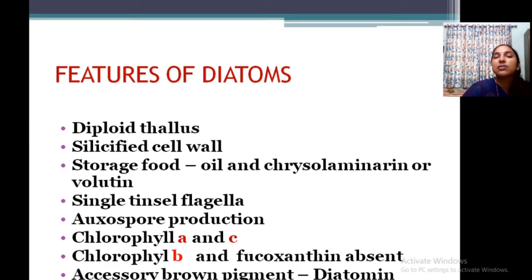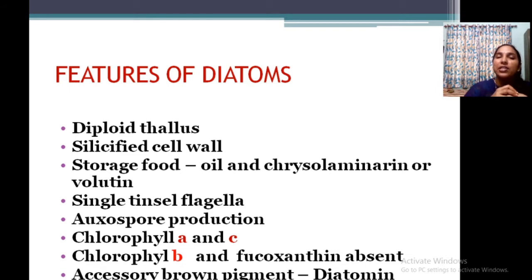Their thallus or plant body is a diploid cell, 2n in number, and the body is made up of a cell wall. The cell wall is silicified, that is a very important feature, made up of silica, or carbonate, or silica is the important component of its cell wall. Then storage food is also important: oil and chrysolaminarin or volutin, some special storage food is present here.